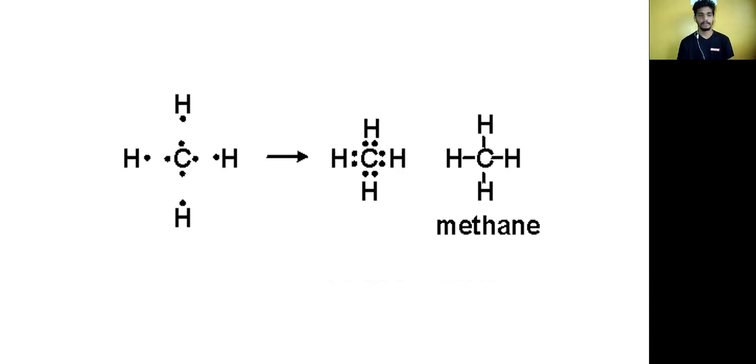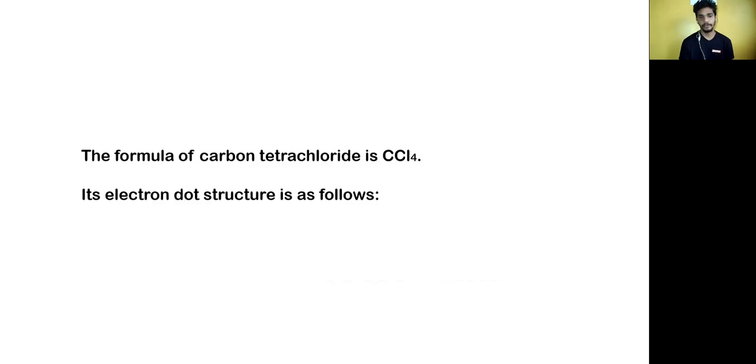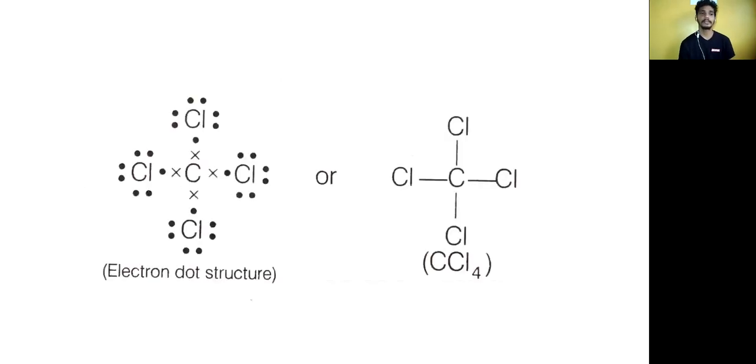So in case of methane, this is the whole electron structure, and they form this structure. This bottom one is also an electron dot structure. The formula of methane is CH4. Now CCl4: its electron dot structure is like this. Just think how the structure can be drawn, like this. You put the electrons in the shell, and draw one line. It's quite easy. Chlorine shares one electron to complete its octet. Carbon is going to share 4, since carbon tetra means 4.